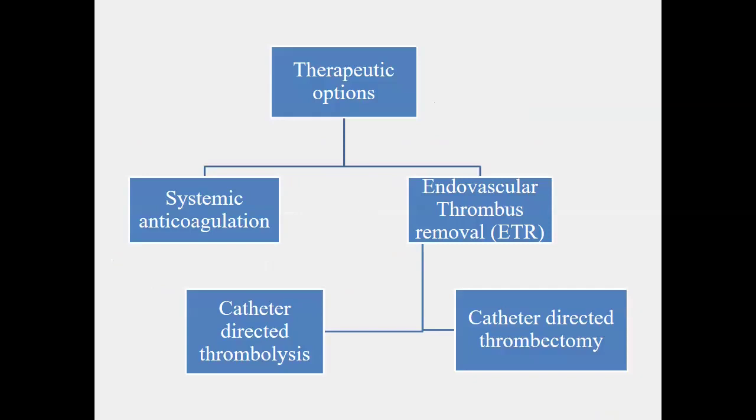So why are we dividing deep vein thrombosis into so many categories? Because in therapeutic options of deep vein thrombosis, we have either systemic anticoagulation or endovascular thrombus removal. In endovascular thrombus removal, we have either catheter-directed thrombolysis, where we inject fibrinolytic agent inside the thrombus through a catheter, or we can macerate and aspirate back the thrombus through a catheter, which is called catheter-directed thrombectomy.